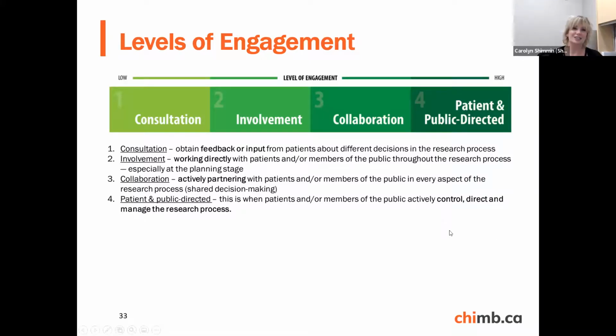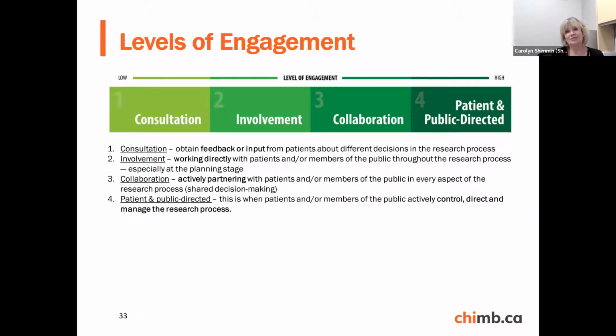So at the consultation level, at number one, the primary goal at the consultation level of patient engagement is to obtain feedback and input from people with lived and living experience. And this is considered the lowest level of involvement because researchers still maintain all of the decision-making power when it comes to the research process. And a lot of times it's about getting feedback from patients on research priorities or questions that may have already started to be developed by researchers.